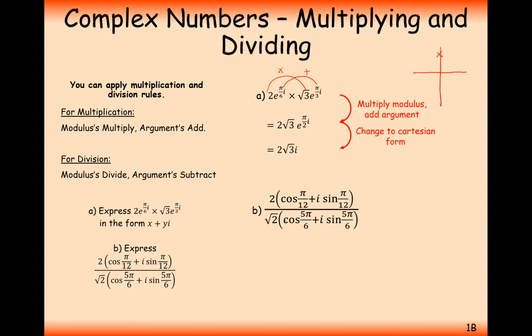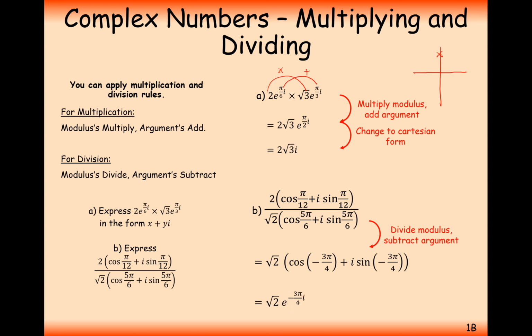Moving on to the next question then, and part B, it's a division. So we're going to be dividing these two complex numbers together, so it's following this set of rules here. Moduluses divide, arguments subtract. So 2 divided by root 2, that's root 2, and then subtracting these values from here to here will give you that answer there, and then writing it in exponential form, you get this answer here.